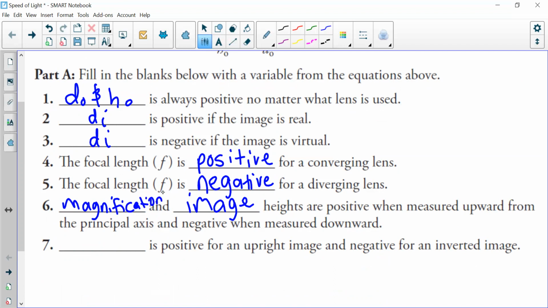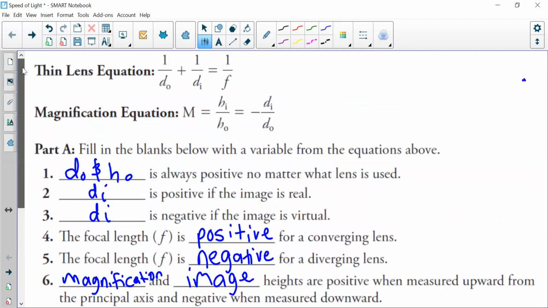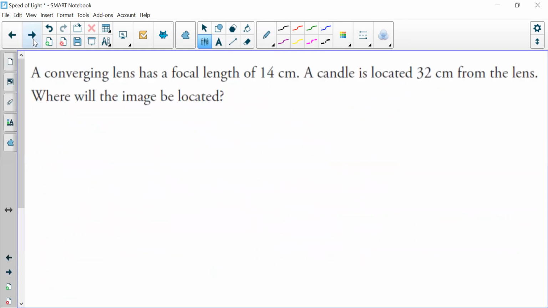Blank is positive for an upright image and negative for an inverted image. HI and M again. This is just both of these as symbols. Positive if upright, negative if inverted. Okay, hopefully we're looking at our notes. We've got all of that, and now we're going to practice these formulas. Two quick ones. So just grab your calculator and just watch what I'm doing. I'm going to post this.